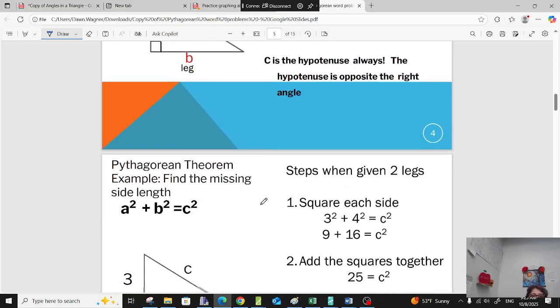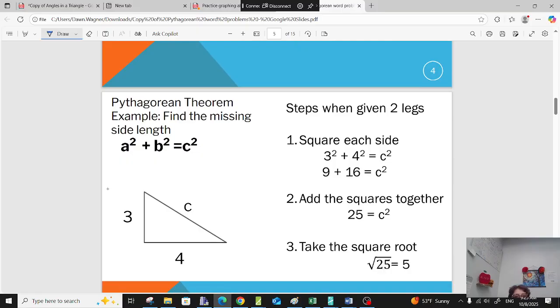Okay. So let's look at how it works. So, this would be A, this would be B, this would be C. Step 1 is you would go ahead and square each side. So 3 times 3 is 9. 4 times 4 is 16. And it equals C squared. What's 9 plus 16? 25. And the square root of 25 is 5. This is called a Pythagorean triple because it comes out as a whole number.